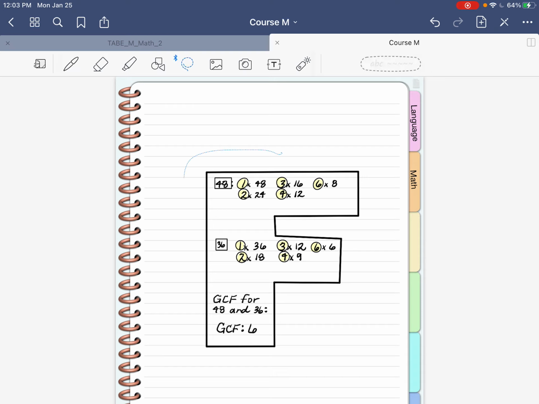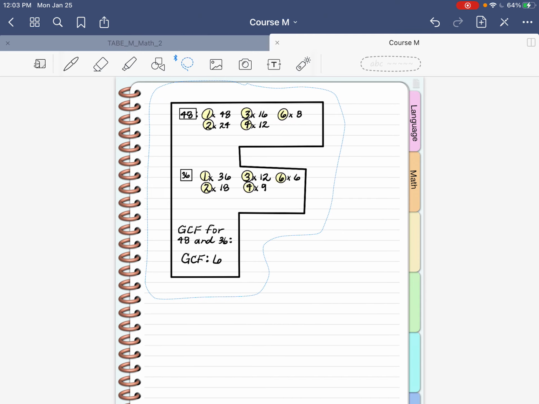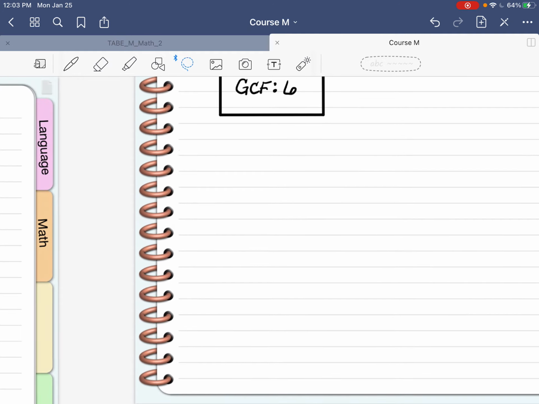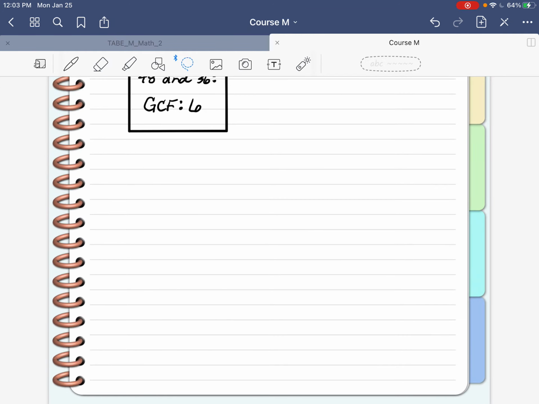Okay, I want to do a few more practices with you just to let you really get that skill nailed down. So wherever you have space, let's do a few more of these. Let's do the greatest common factor for 15 and 9.